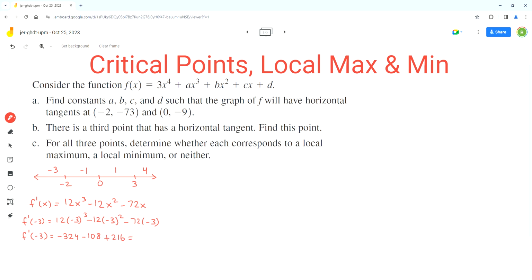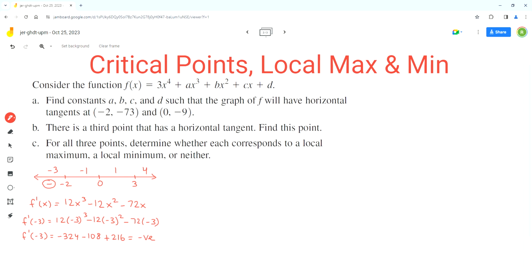So in this case, we get a negative value. We are not interested in the number, but only the sign of the value we get. So f prime is negative on the left side of the critical number x equals -2. That means the function is decreasing on the left side of -2. As you may know, when f prime is greater than 0, the function is increasing, and when f prime is less than 0, the function is decreasing.